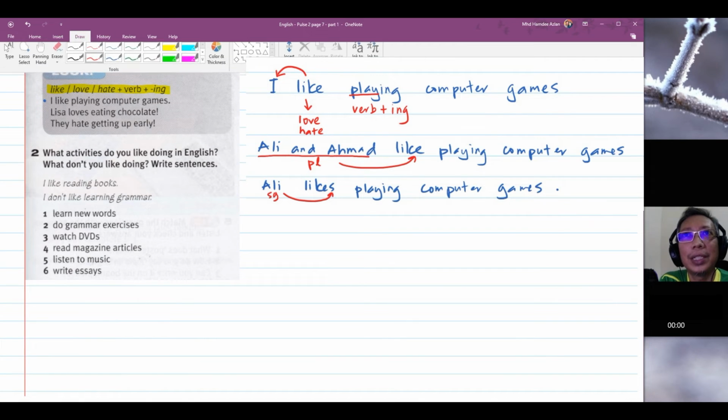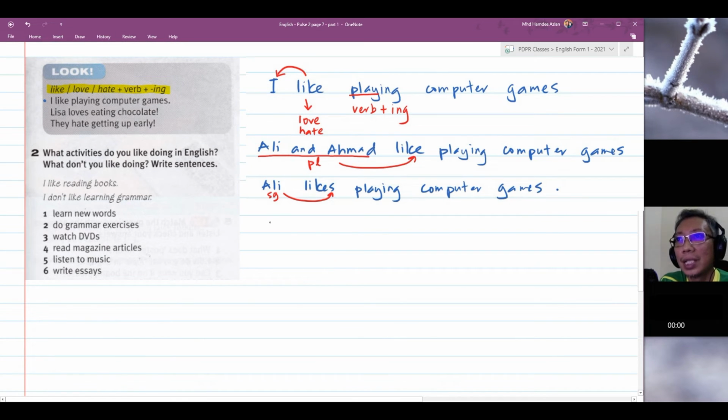Okay, similar to the other example, Lisa loves eating chocolate. Lisa loves eating chocolate. Eating is the verb plus ing. And then Lisa is a singular subject. That's why you put an s at love. Lisa loves eating chocolate.